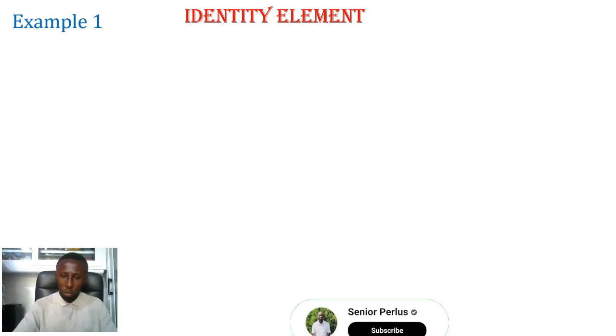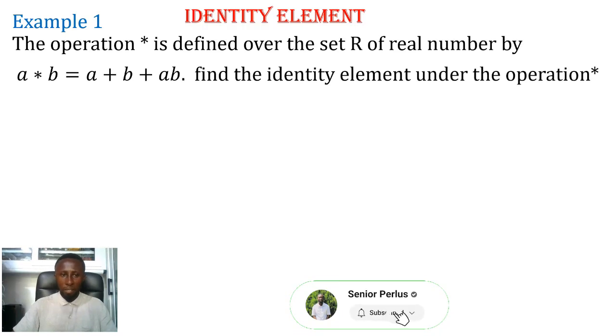Let's solve some examples on the identity element. Like I said, we'll be solving 2 examples under each of the operations.